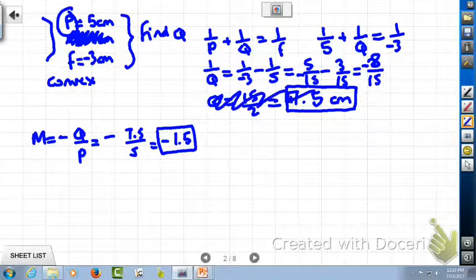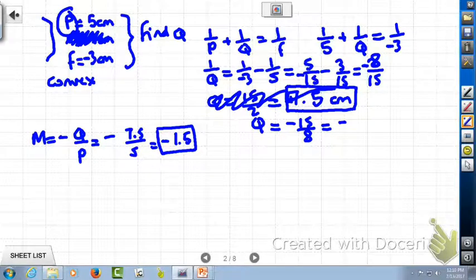So my Q is equal to minus 15 over 8, which equals minus 1 point... what was that? Negative 0.53. No, it's 15 over 8. You've got to flip it. I want to find Q. Then divide that by 1. Minus 1.87 centimeters.